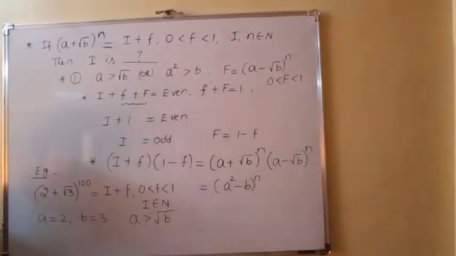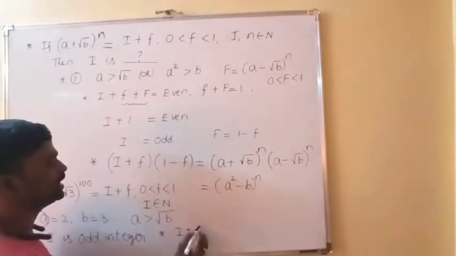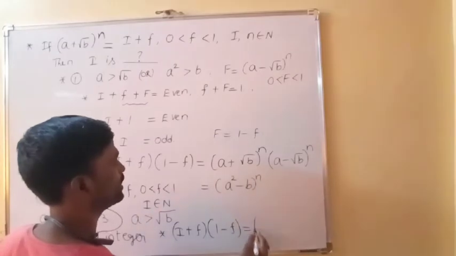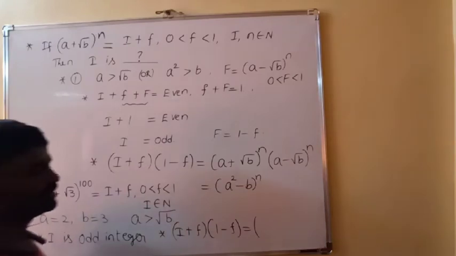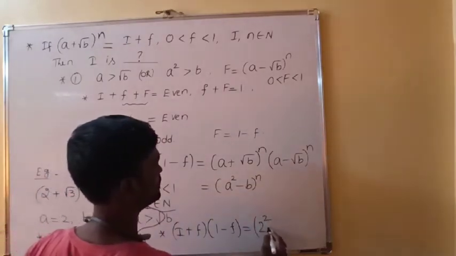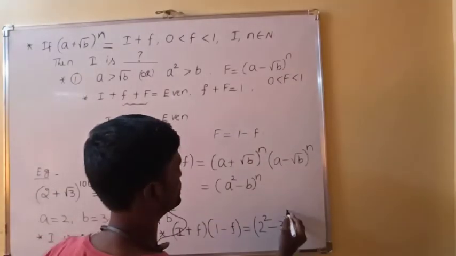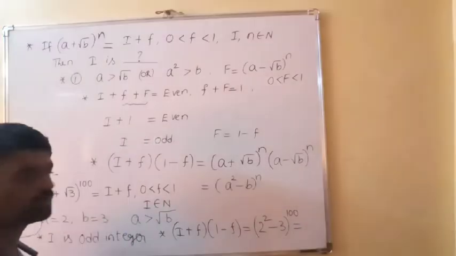So from the above discussion, I must be an odd integer. And what is the second point here? (I + f)(1 − f) becomes (a² − b)^n. So what is a² here? 2² minus b, where b is 3, whole power n, and n here is 100. So 2² − 3 is nothing but 1, and 1^100 is 1.